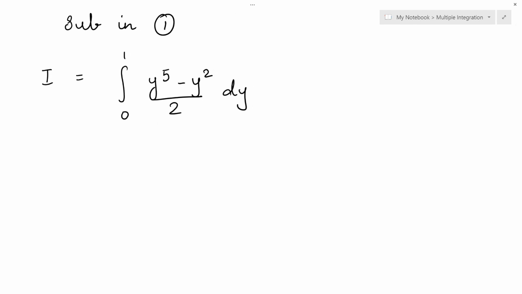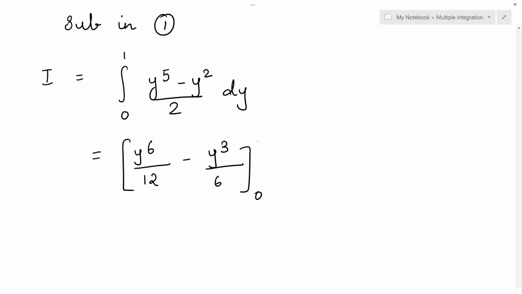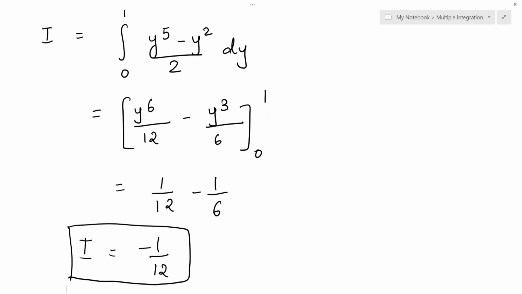Okay, so let me integrate this. So integration will be y raised to 6 by 6, and into 2 is there of course, and y raised to 3 by 3, and into 2 is there, 6. So the limits of integration are 0 to 1. So you will have 1 by 12 minus 1 by 6. So the answer is minus 1 by 12. Okay, this is the final evaluation of the integral.